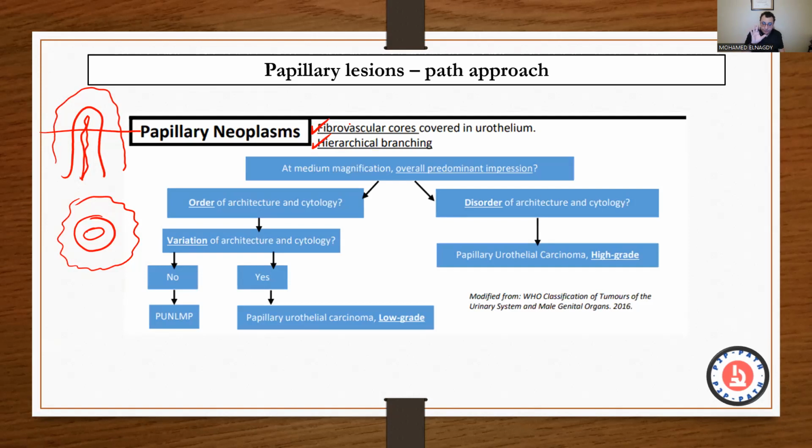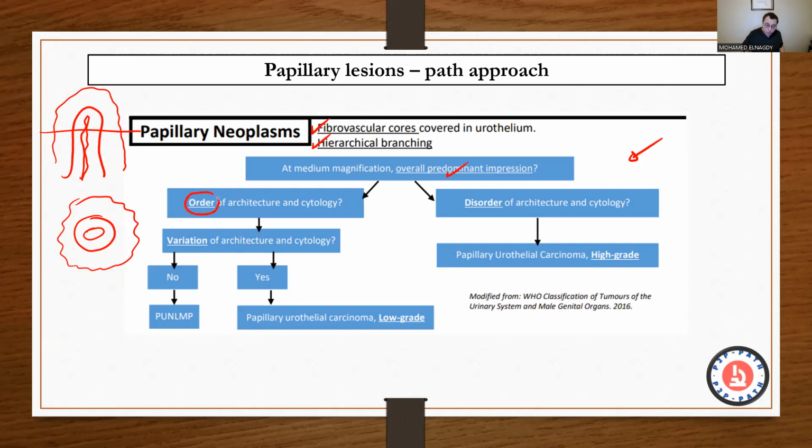So this is an excellent algorithm, also from Kurt notes, and it's coming from the WHO classification of the urinary system, male genital systems 2016. This is how you can approach any papillary lesion in the bladder. So you should look at a medium magnification. Don't look at very low power, don't look at very high power, look at a medium magnification and see what's your overall impression. You should comment or look at two things.